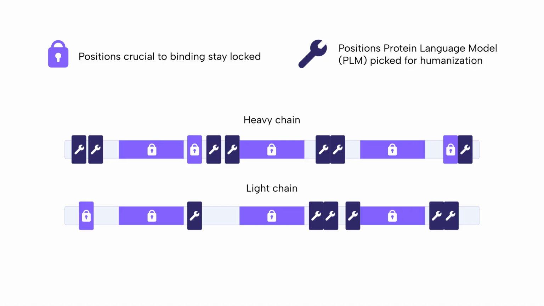Each substitution is conditioned on the surrounding context of the antibody molecule. What counts as a good change depends on the neighboring residues. The result is a humanized sequence whose binding is still intact, with a small added distance from the starting sequence.